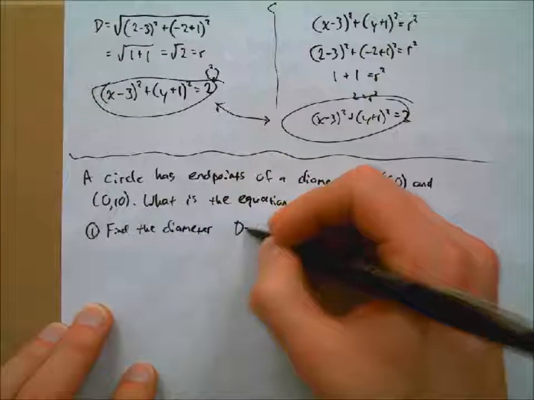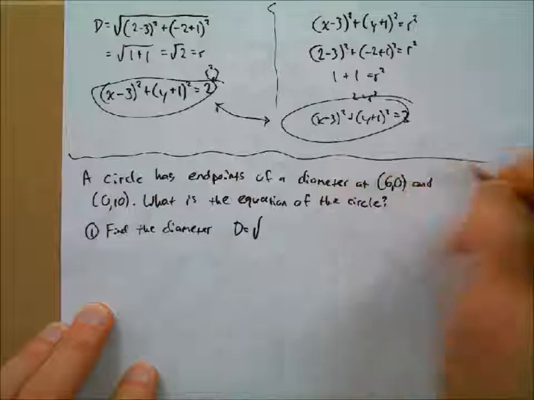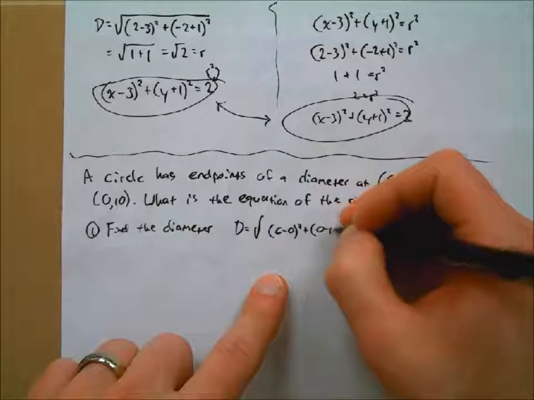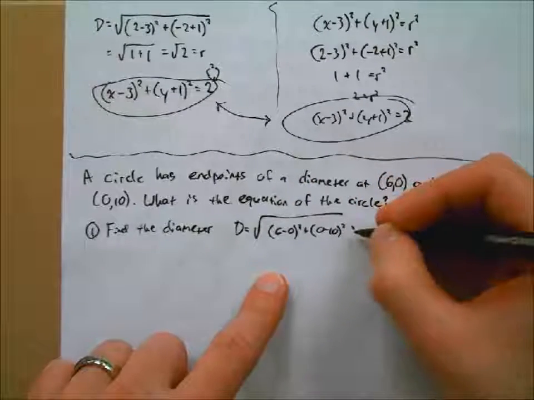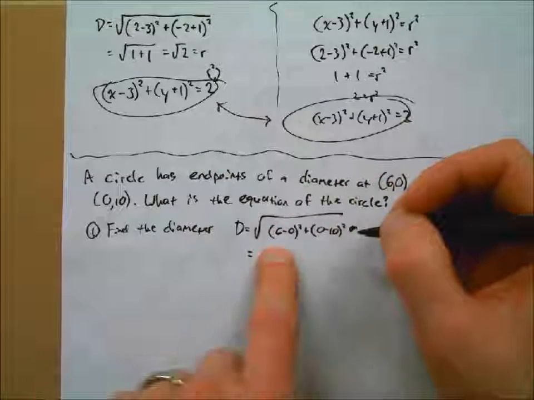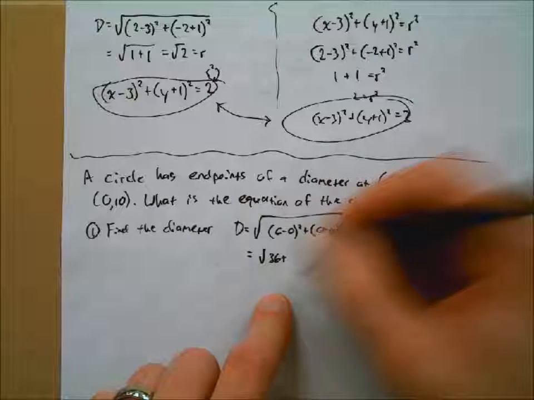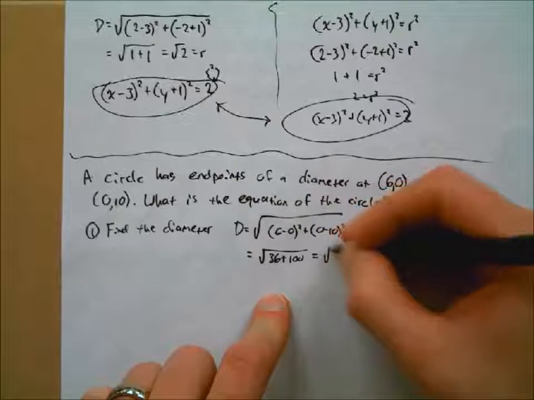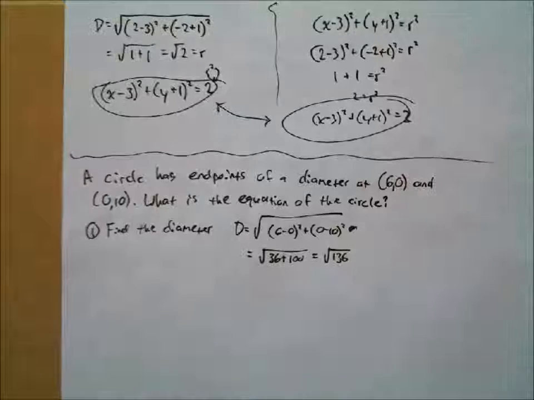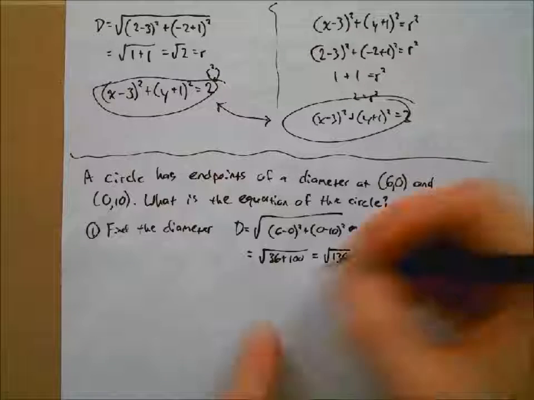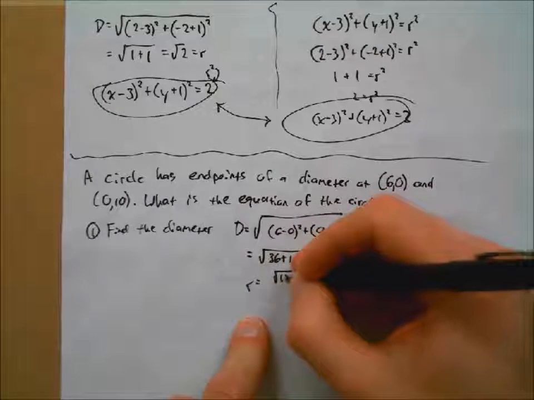D equals the square root of, and I guess I'll do 6 minus 0 squared plus 0 minus 10 squared. Okay, so 6 minus 0, it's 36 when we square it. 0 minus 10 is negative 10, squared is 100, so I get 136, or the square root, sorry, of 136. Okay, so that's the diameter, but what do we need? Radius, so what can I do with the diameter to get the radius? Diameter is twice the radius, so we'll divide by 2. So then r equals the square root of 136 over 2.